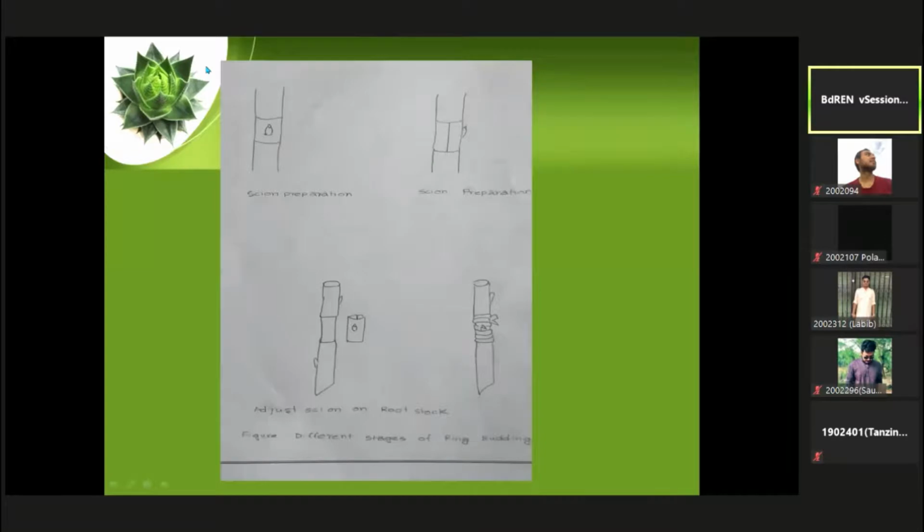Root stock. Okay, root stock and scion. Just think that you have a... Do you have a mango plant in your home? Just at your home, do you have a mango plant? Yes, sir. Which mango? Langra, sir.